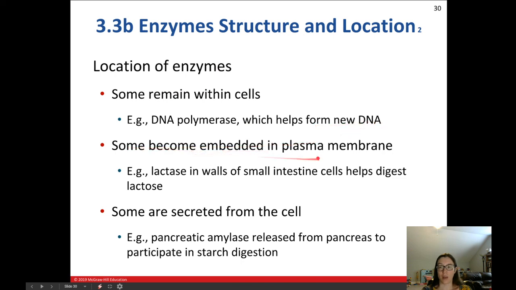Some of them become embedded in the plasma membrane of a cell. An example would be the brush border enzymes in the small intestine. So lactase is in the walls of the small intestine, and it helps digest lactose, as we drink it from milk. And some of them are secreted from the cell. A good example of an enzyme is pancreatic amylase. It's released from the pancreas, and it helps participate in starch digestion.